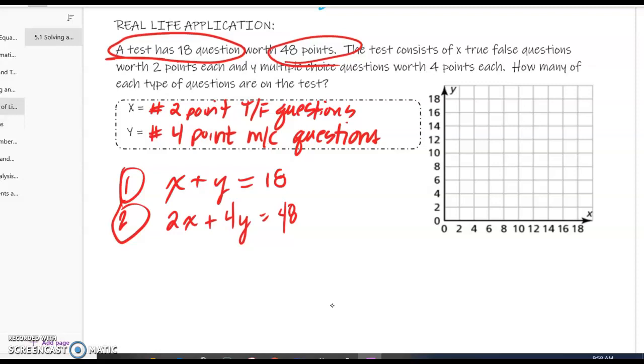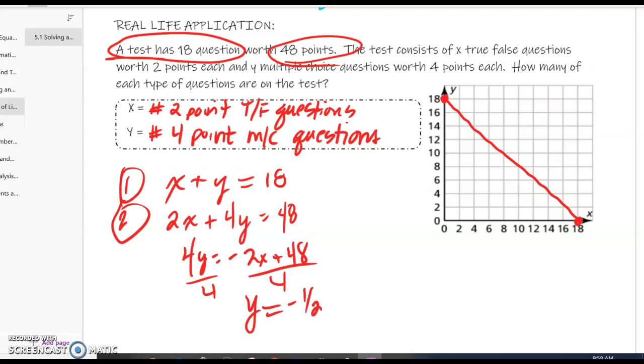So we're just going to go over here and graph them. For the first equation, x plus y equals 18, that one is super easy to graph using x and y intercepts. Because when x is 0, y is 18. When y is 0, x is 18. So make sure you're using a straight edge. I don't know how well this is going to work doing it by hand. On this second one, even though I could graph using intercepts, I don't have enough room on this graph, so I have to change it to slope-intercept form. So 4y equals -2x plus 48, divide by 4 here and here. So y equals -1/2 x plus 12.